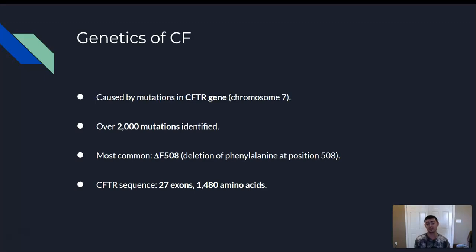deletes the amino acid phenylalanine at position 508. This mutation leads to misfolding of the CFTR protein, causing it to be destroyed before it ever reaches the cell's surface. Genetic testing plays an important role in diagnosing CF and identifying which specific mutations a patient has, because this determines which treatments will work best.